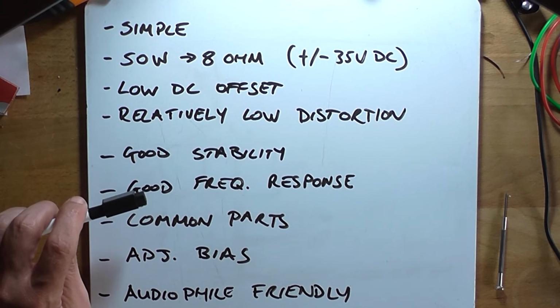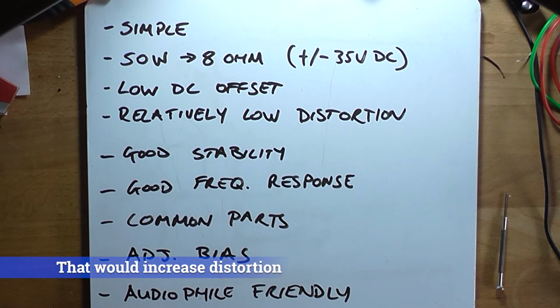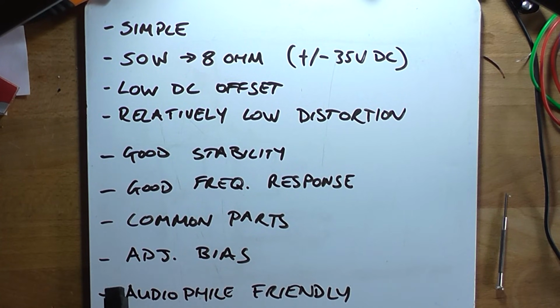A good frequency response without adding any extra colour to the sound. Made from common parts, so no obscure transistors. Preferably an adjustable bias, and audiophile friendly, that is, you don't add any extra stuff in the output such as fuses, PTCs, or even a VI limiter. So that would also negate short circuit protection as well, but you can't have everything. So let's flip over to Tina and we'll have a look at the first schematic that I've come up with.